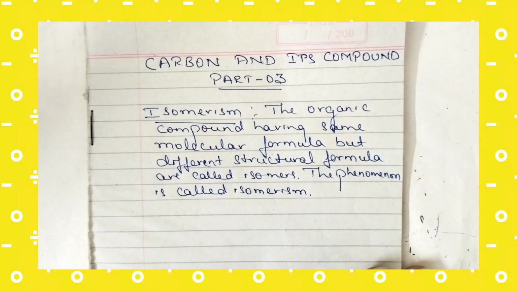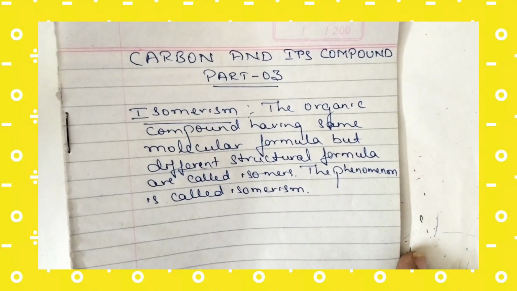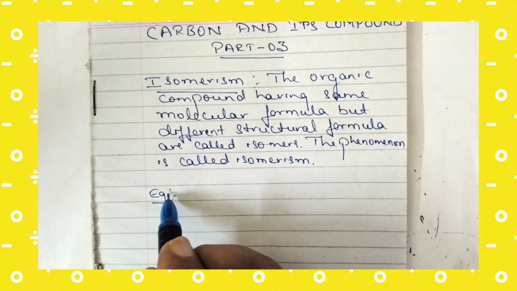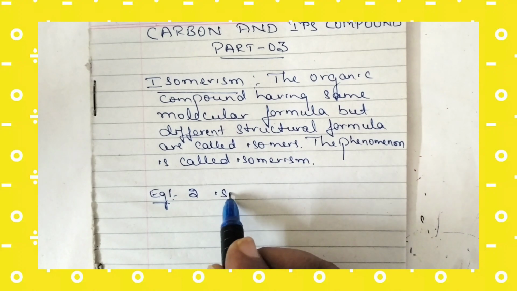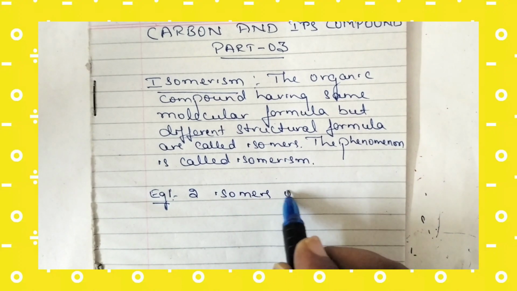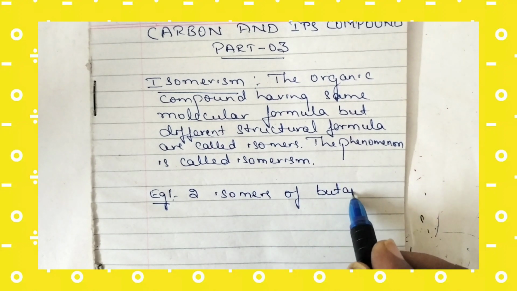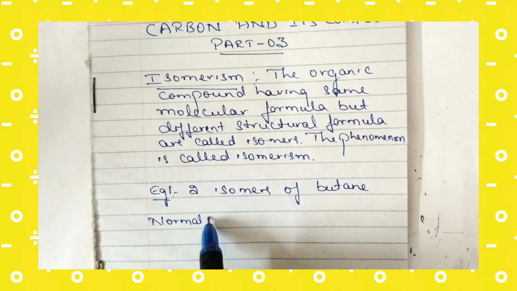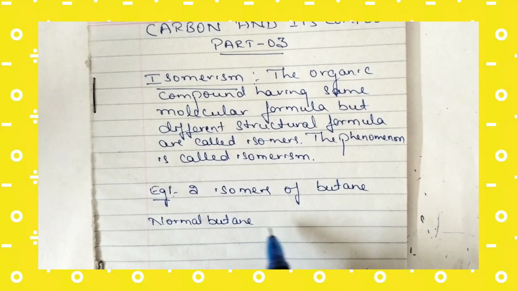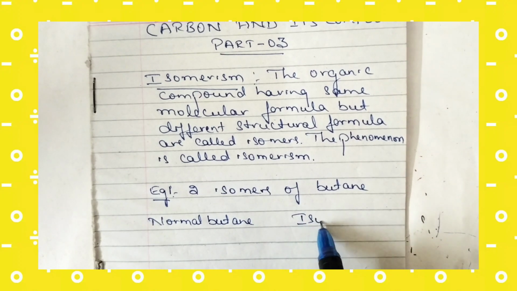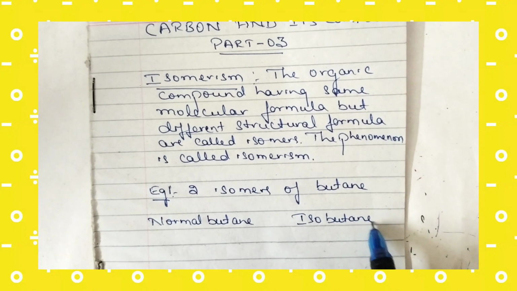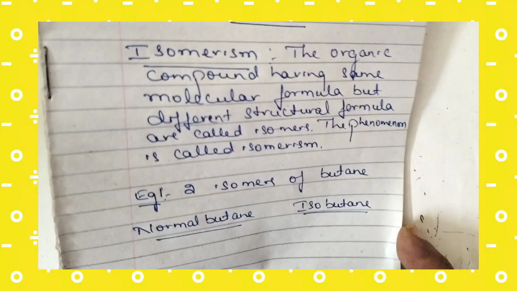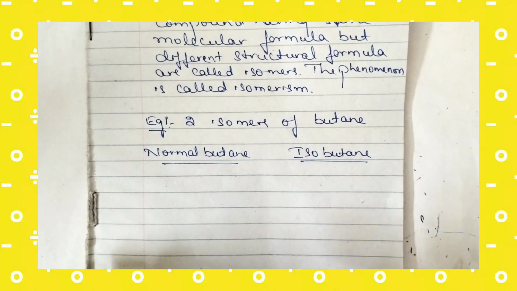So let us learn in detail by taking an example. In this isomerism we have to take two examples. Example 1 is 2 isomers of butane. In butane 2 isomers are there. One is called normal butane, another one is called isobutane. So now let us study in detail about these two. The 2 isomers of butane are normal butane and isobutane.